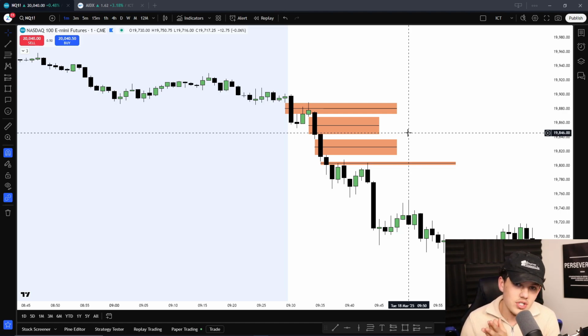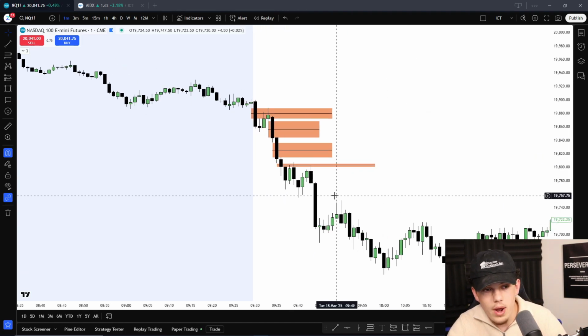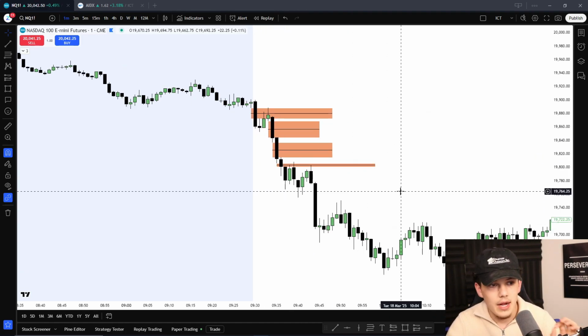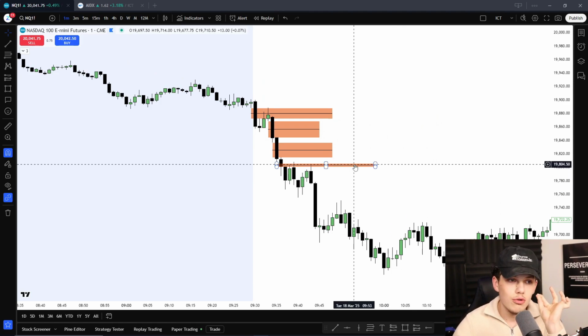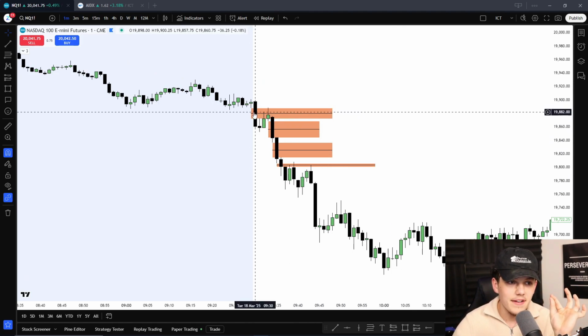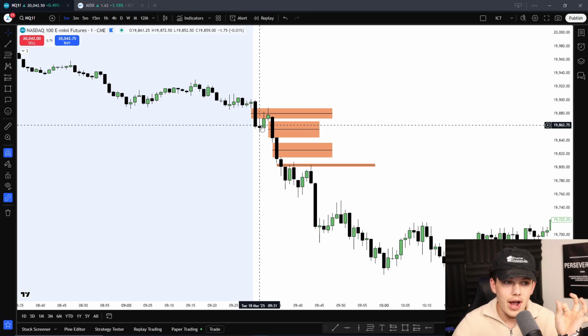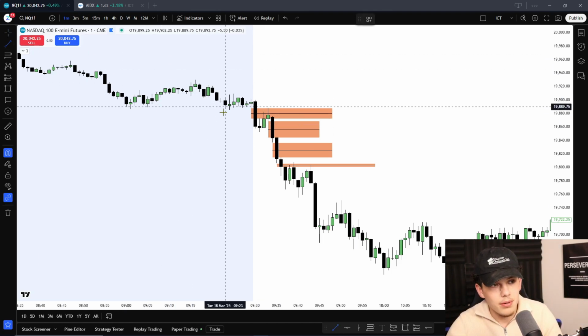So it's better to just only trade fair value gaps that respect consequent encroachment to up your win rate. Yes, you might find fewer entries, but that is the best thing to do. Now, one more thing about fair value gaps. It's really, really important to look at fair value gaps that take a low or a high. Those are the higher probability fair value gaps.